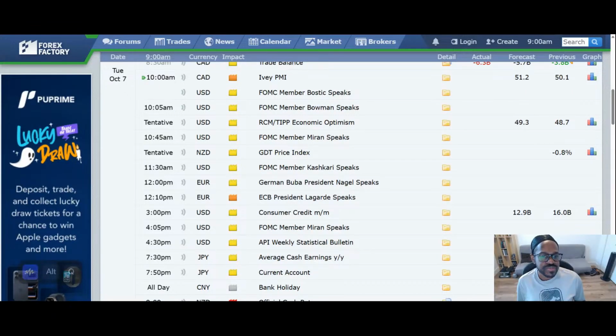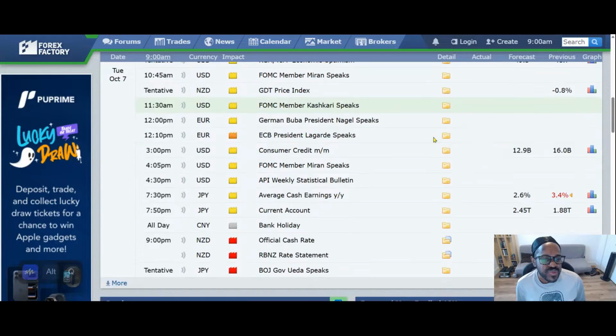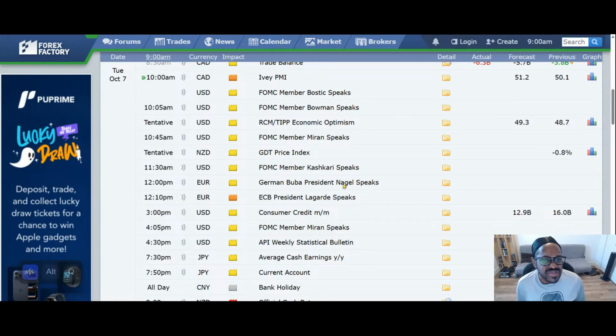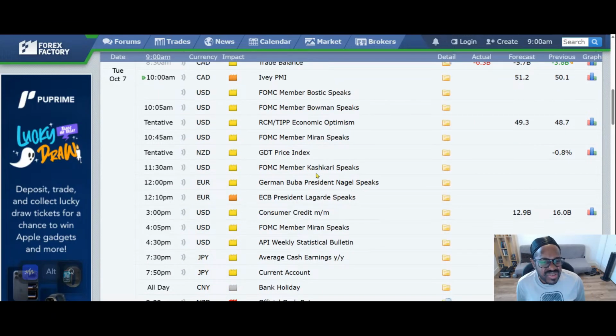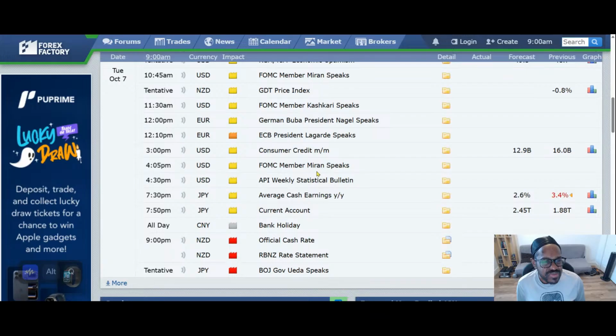So I'm going to be looking at the news calendar, Forex Factory. For the New York session here, we have a tentative one. The economic optimism is tentative. Don't know if it's going to be out because of the government shutdown. So just be on the lookout for that.